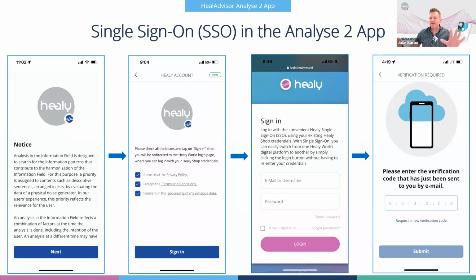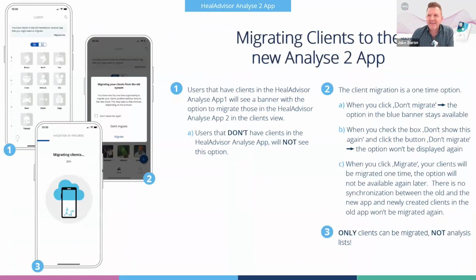Just wanted to have all the screenshots available for everybody, so you're not like, oh, what was that? What did I do that again? So again, after you log in, when you first log into the new Analylse 2 app for the first time, you're not going to have any data in there, no clients, no anything like that. The first thing it actually asks you to do is set up yourself as a client.